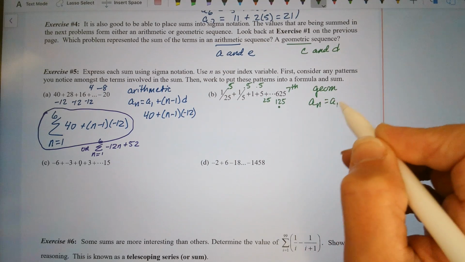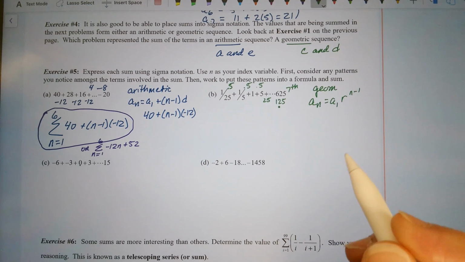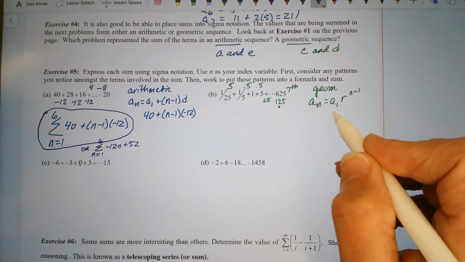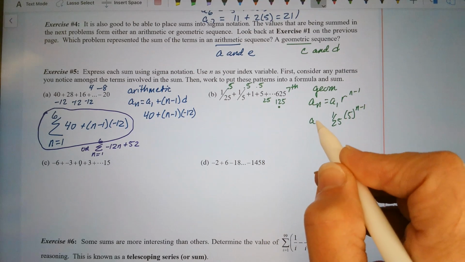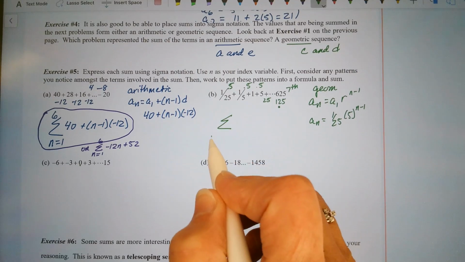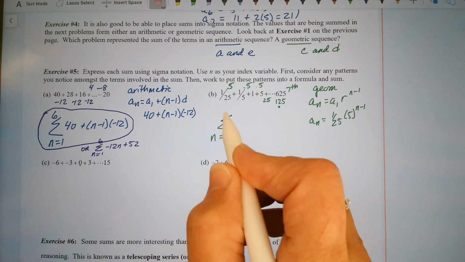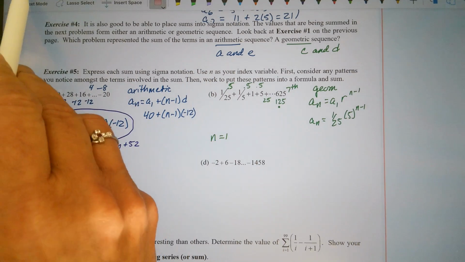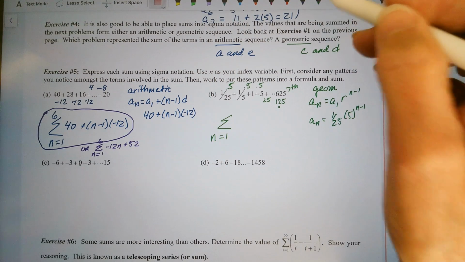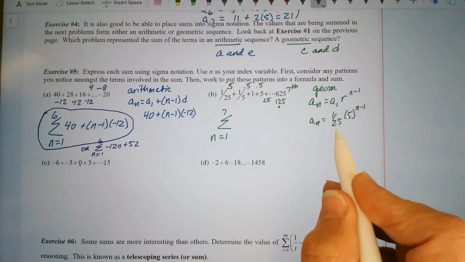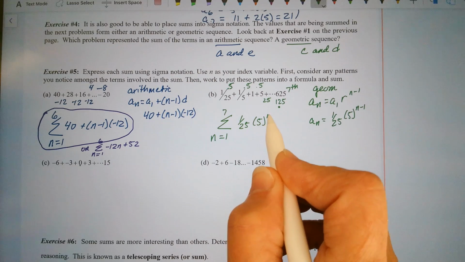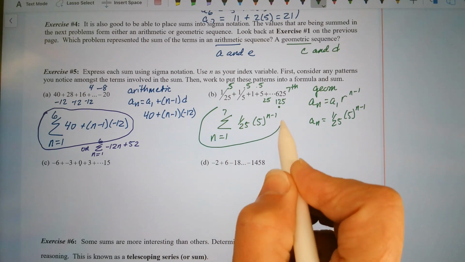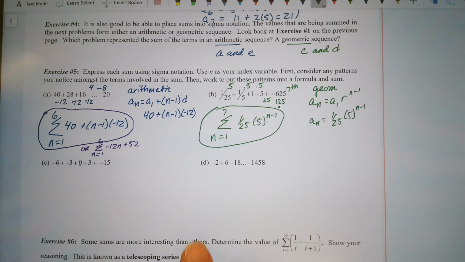A sub n equals a sub 1 times r to the n minus 1. A sub 1 is 1/25, r is 5 to the n minus 1. So this is the sum of n going from 1 to 7, because the 625 was the seventh term. 1 to 7, and our expression is 1/25 times 5 to the n minus 1. And again, you can check that in y equals in the calculator.